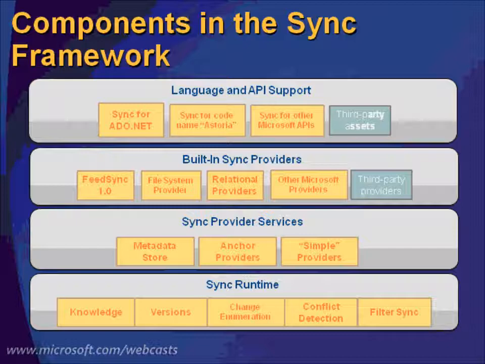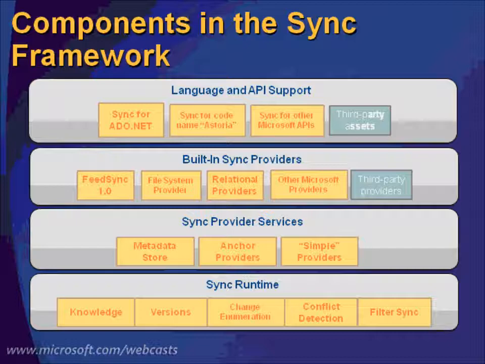The layer above that is the built-in sync providers, the providers that come out of the box. Right now we're in CTP2 with the sync framework, so these are the ones that come out of the box: FeedSync 1.0, I'll talk about that momentarily, file system providers, and relational providers for relational databases. In the future, Microsoft will introduce other providers, as will third parties, like the community or Microsoft partners. So basically, Microsoft will keep investing to create more sync providers for you to use out of the box.